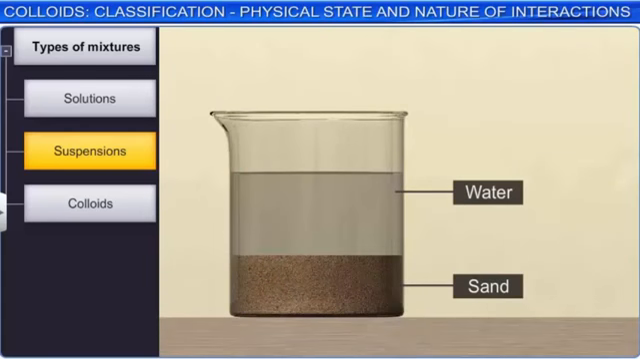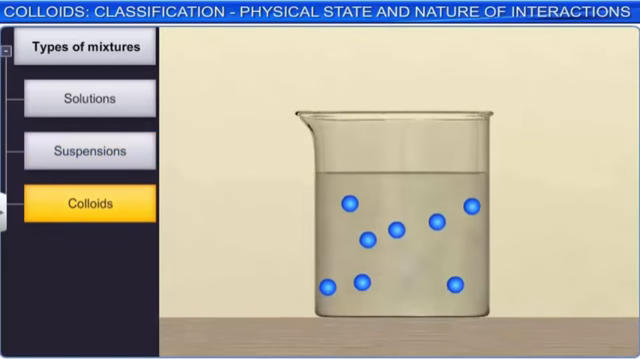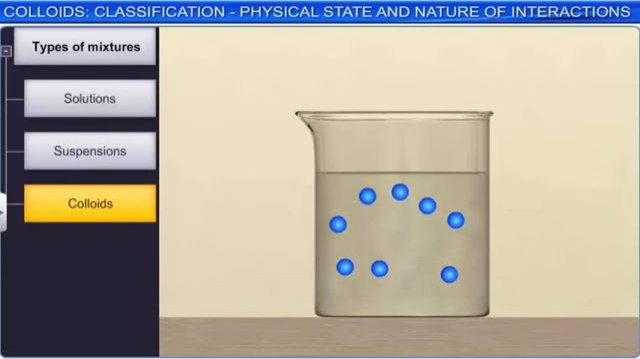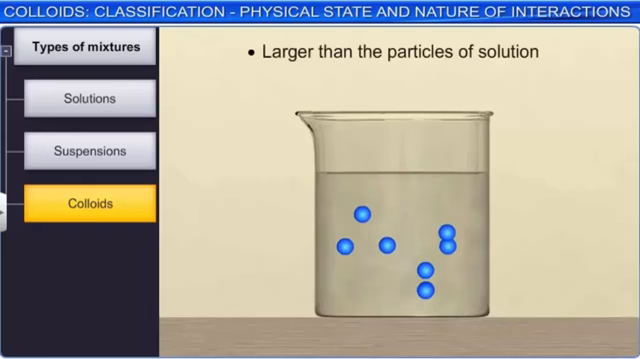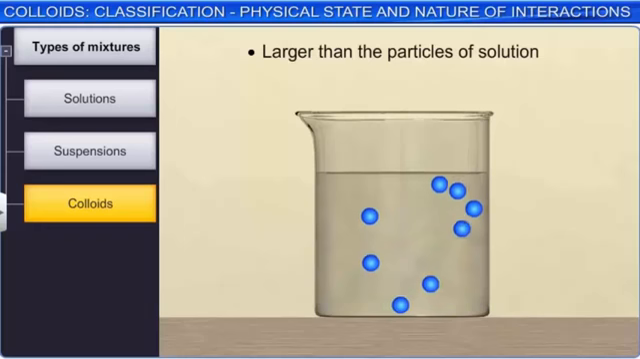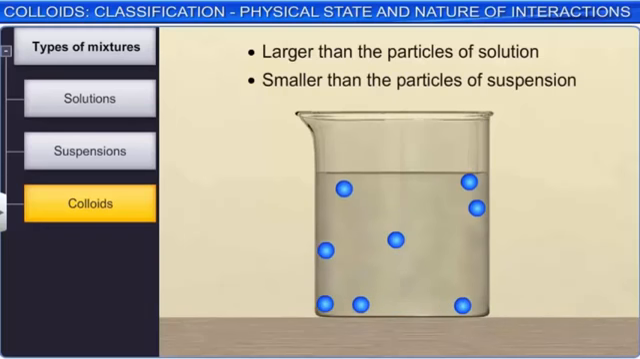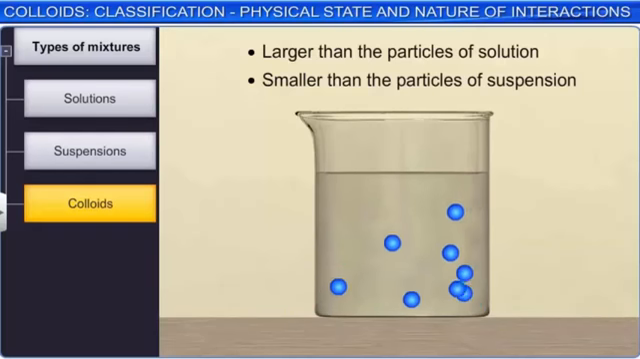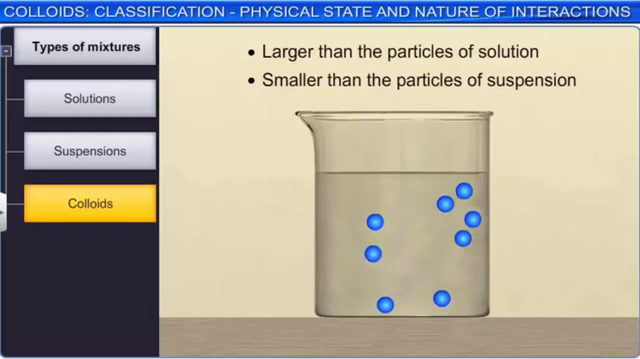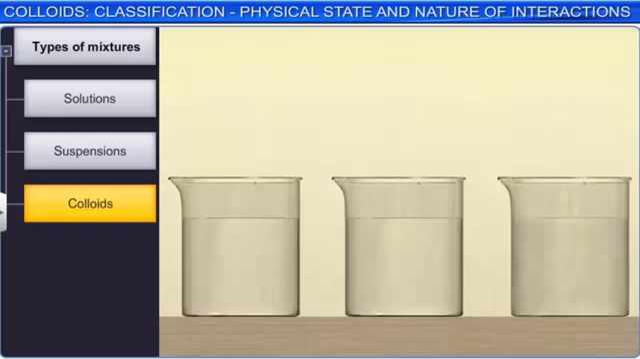Colloids are mixtures whose particles are larger than the particles of a solution, but smaller than the particles of a suspension. The suspended particles in a colloid are small enough not to settle down due to gravity. Thus, colloids represent an important and large group of systems intermediate between solutions and suspensions.